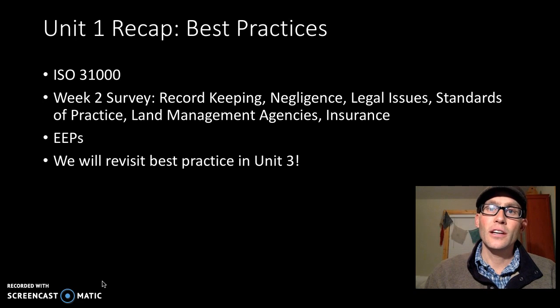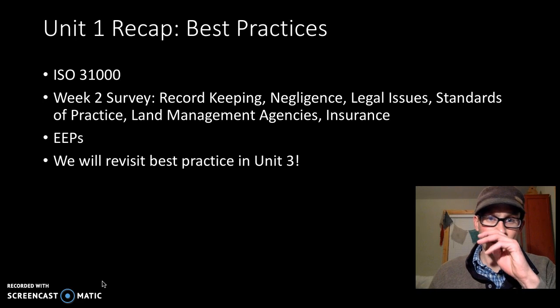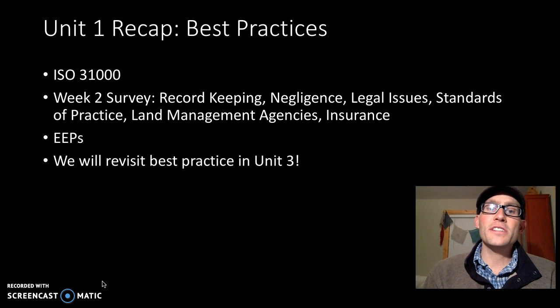I thought that was a really nice way to share standard of practices across industries. We looked at land management agencies, and we looked at insurance. And last week we looked at EEPs. So those were kind of the 3 weeks in the best practices unit. And we will revisit all of this information in Unit 3.